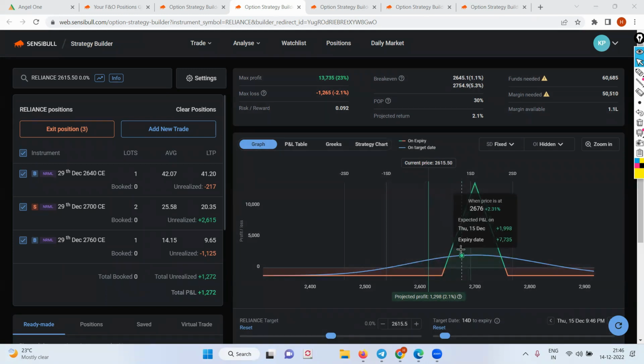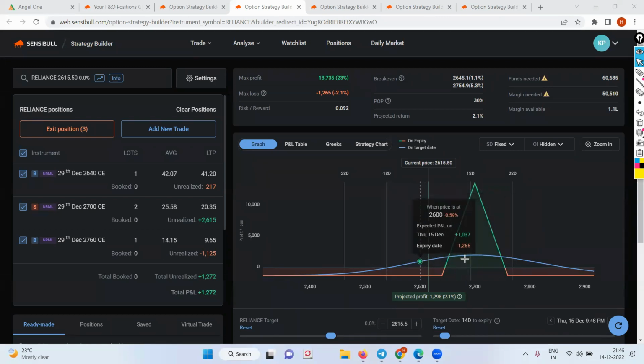Again, this would be repetitive. I don't mind whether this is a debit spread or a credit spread, whether this is Reliance or Nifty or Bank Nifty. For me, this trade matters. What you have to do is think, guys. Now you think, how can I manage this trade?